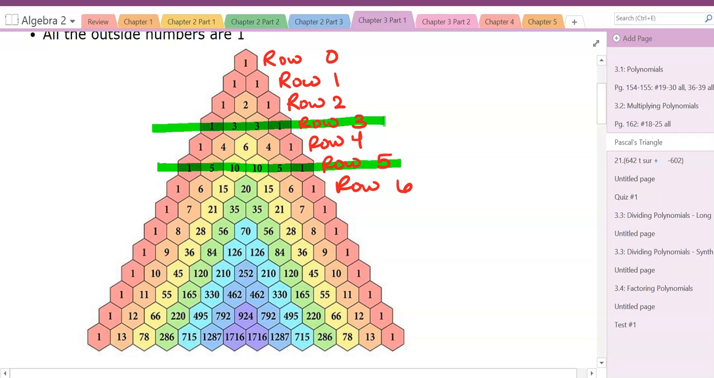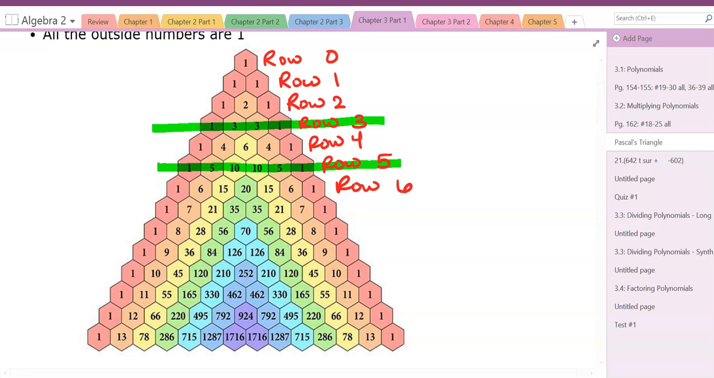So my coefficients would be 1, 3, 3, 1. Okay, so you'll get to know this fairly quickly because you'll be using it a lot in this section and as we practice. But whatever you're raising it to tells you which row you use. So if you're raising it to the fourth power, you use row 4. If you're raising it to the second power, you use row 2.